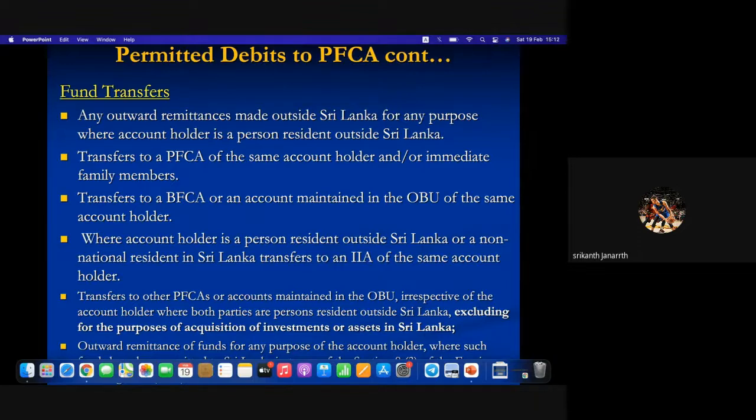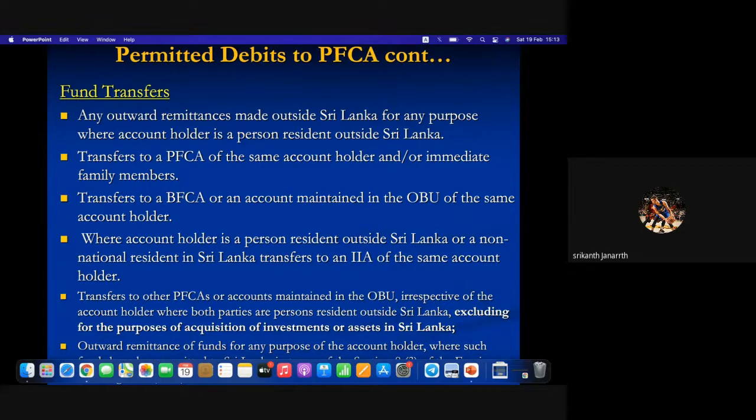Then, where the account holder is a person resident outside Sri Lanka or a non-national resident in Sri Lanka, transfer to the IIA of the same account holder. Where the account holder is a person resident outside Sri Lanka, that is, I was working in the Middle East, or a non-national resident in Sri Lanka, transfer to the IIA of the same account holder. So what do you understand by that? You got that debit.